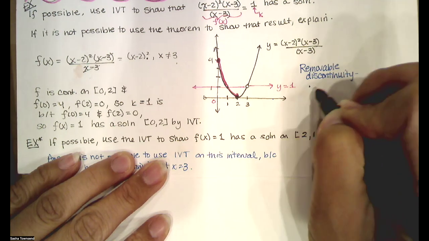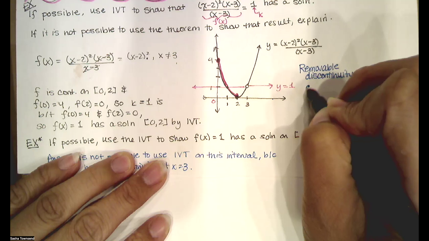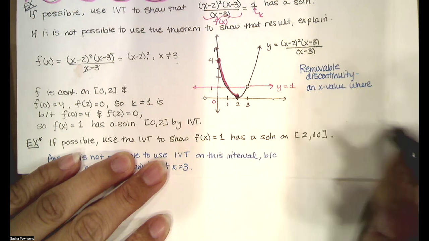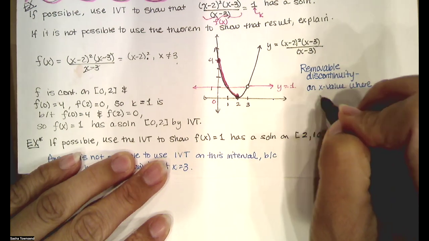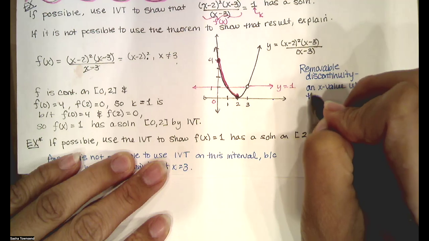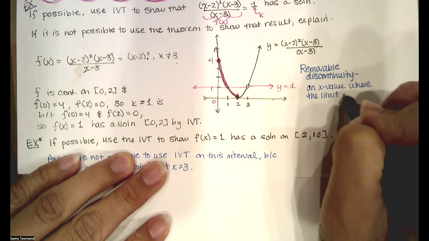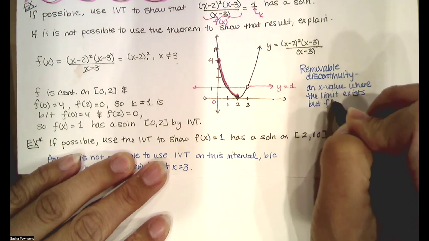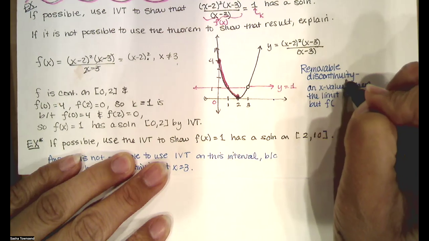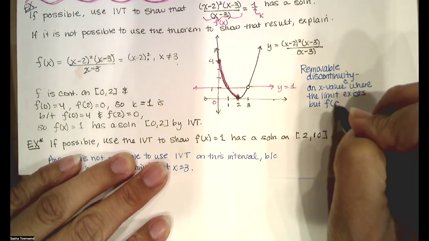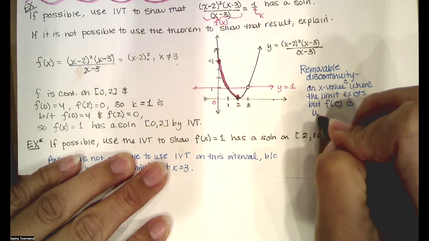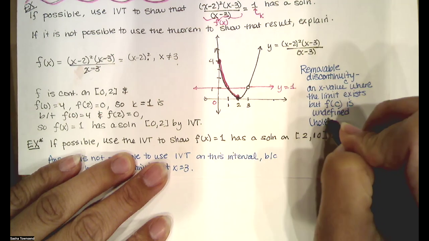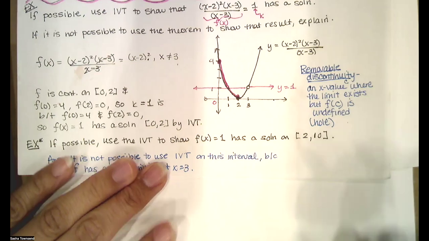So we'll say a removable discontinuity is an x value c where the limit exists, but where f of c is undefined. Basically it represents a hole in the graph. We call that removable.